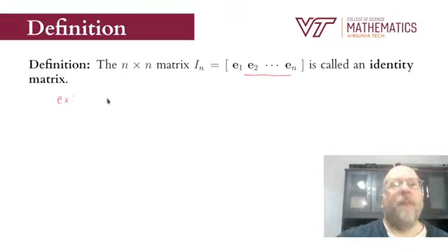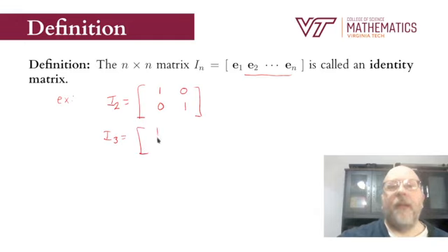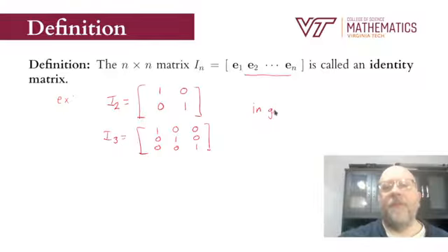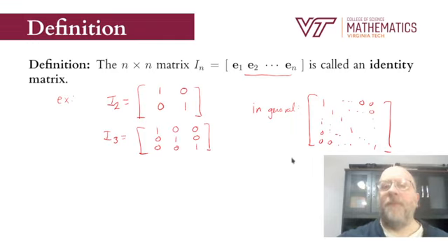So, for example, I2 has the E1 vector in the first column and the E2 vector in the second column. And I3 has the E1 vector in the first column, the E2 vector in the second column, the E3 vector in the third column. In general, we have ones going down the diagonals, no matter how many entries we have, and zeros everywhere else in the matrix.